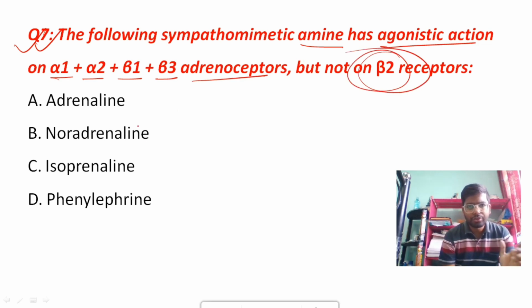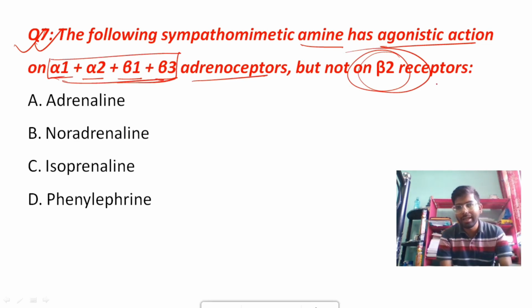See, which of the following sympathomimetic drugs are having action on alpha 1, alpha 2, beta 1, beta 3 but no action on beta 1, beta 2? Options are adrenaline, noradrenaline, isoprenaline, and phenylephrine.